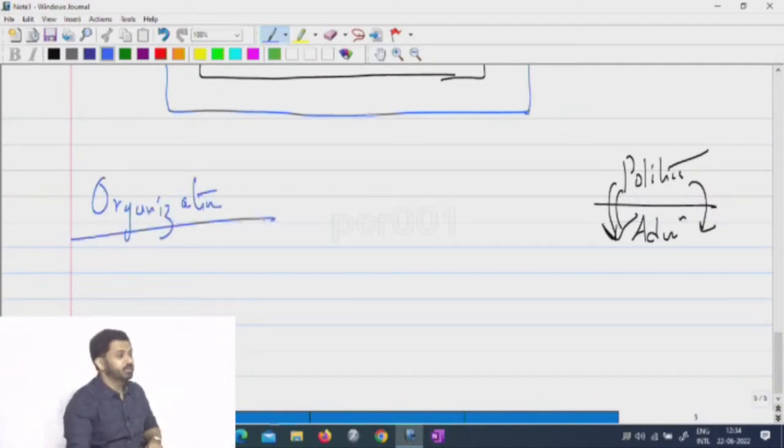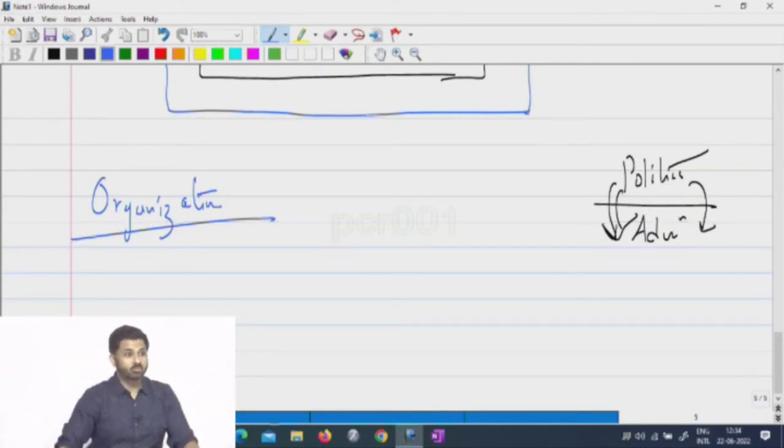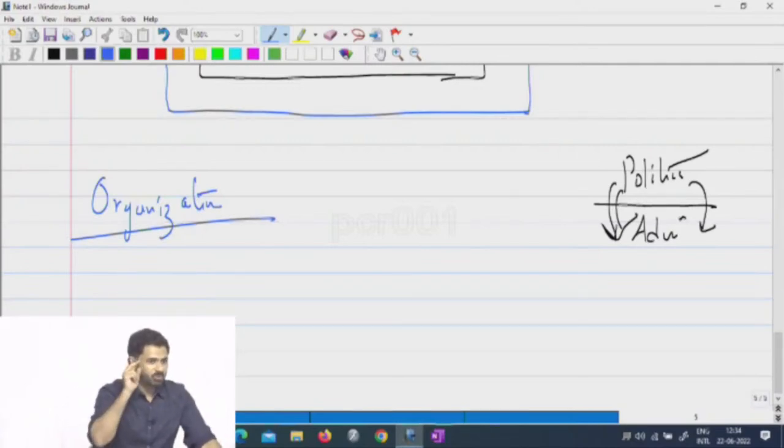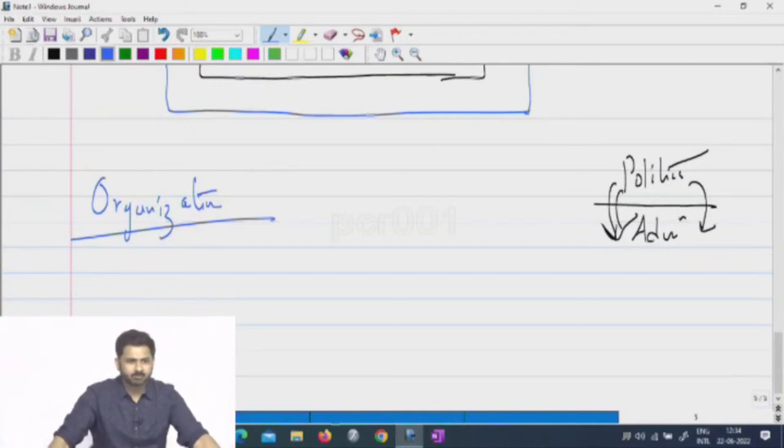Then we will get into a 10 minutes discussion on paper 1 also. So you'll get an idea on this basis what all is there in paper 1. You see, when you talk about organization, what comes to your mind? What are the components of organization?